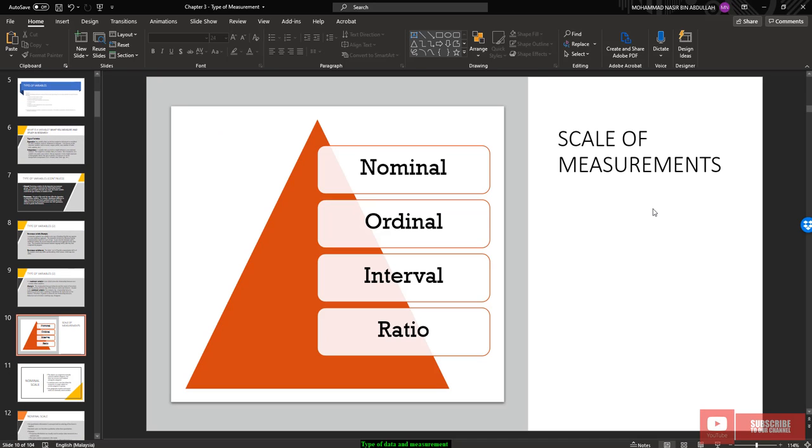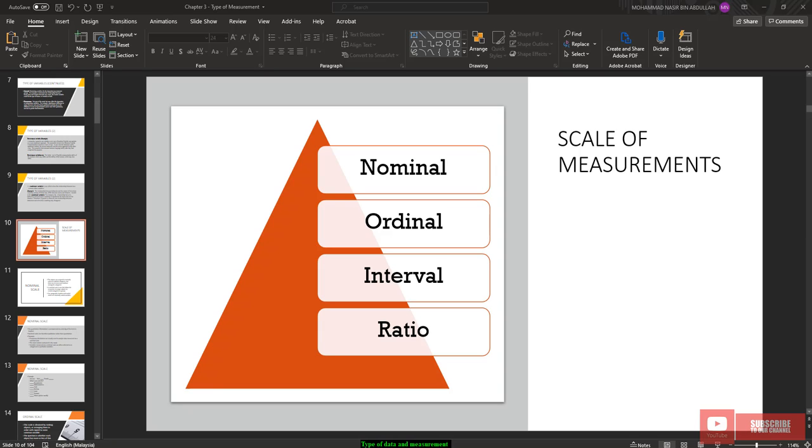Right. So now let's look at the second part, which is the scale of measurement. For the scale of measurement, we have four types: the first one is nominal scale, then ordinal scale, interval, and ratio. These four scales are divided into two types of variable. Nominal and ordinal scales of measurement lie under qualitative variables. Interval and ratio scales of measurement lie under quantitative variables.